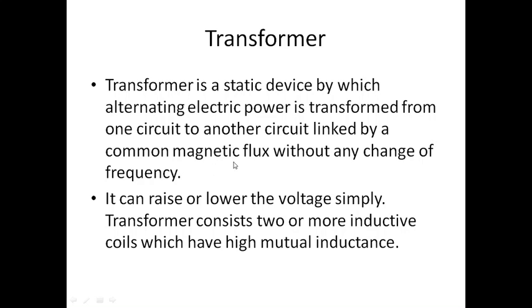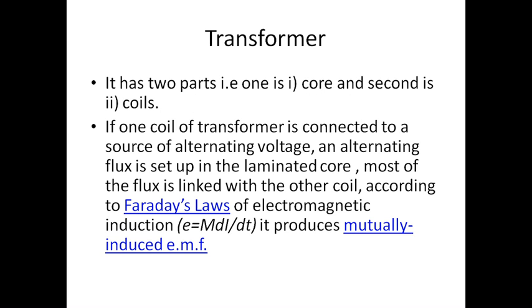There is no electrical connection in between, but due to magnetic flux, the electrical power is transmitted from one circuit to the other, maybe with a rise of voltage or maybe with a lower voltage, and this is due to mutual induction. A transformer works on the principle of Faraday's law of electromagnetic induction.